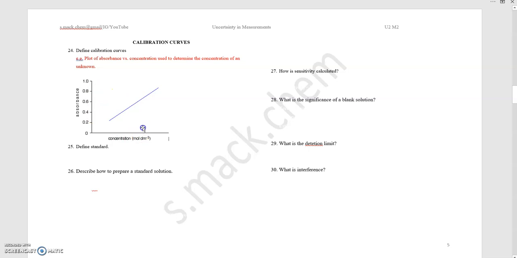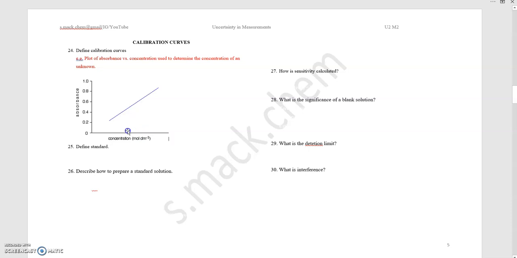So this is an example of a calibration curve where we see a linear relationship between concentration and absorbance. That is, as the concentration of the solution increases, its absorbance increases. If we have an unknown substance whose absorbance we can determine, we can use the calibration curve to work backwards and work out its concentration.